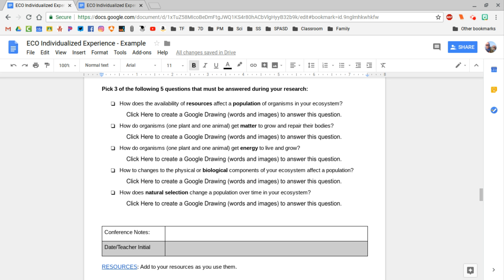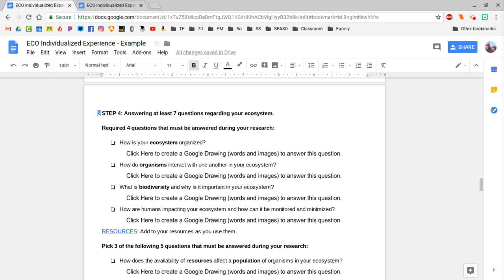Once you're done with this, and this one's going to take a while, this one's going to take some research, it's going to take some thinking, it's going to take a lot of soft skills to get done. You're going to be conferencing with your teacher, the teacher will initial, and then once again, add to your resources. So step 2 and 3 are going to lead you right into step 4. As always, the better you did for step 2 and 3, the better step 4 will be.